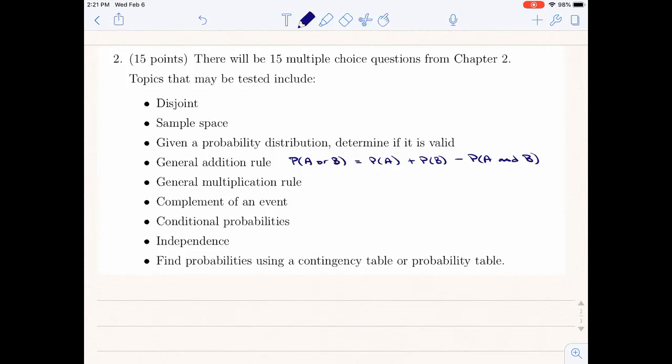I'll skip down to the conditional probability, because that's where we'll get the formula for the general multiplication rule. You use the formula, the probability of A given B is the probability of A and B over the probability of B. The general multiplication rule is this formula just readjusted so that you're solving for the probability of A and B. So you just move the probability of B over here. So the general multiplication rule is the probability of A and B is the probability of A given B times the probability of B.